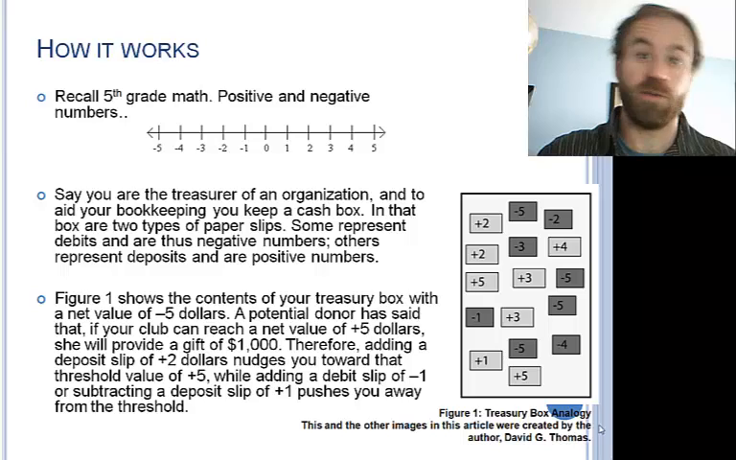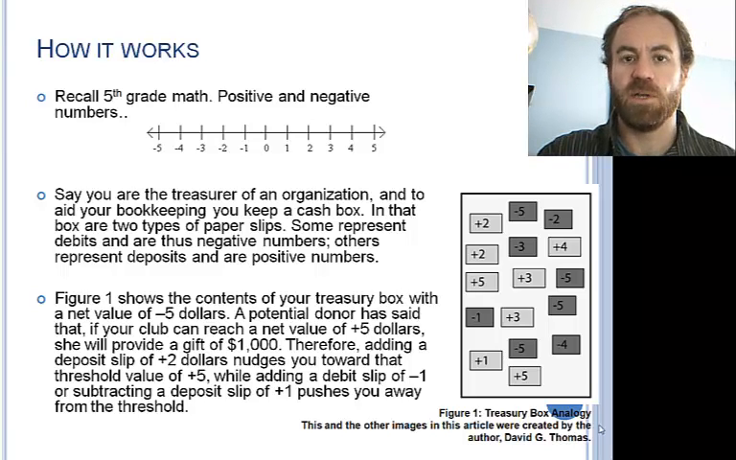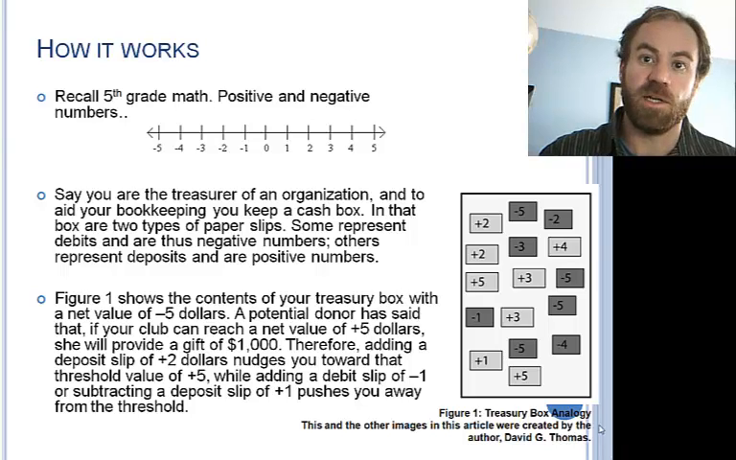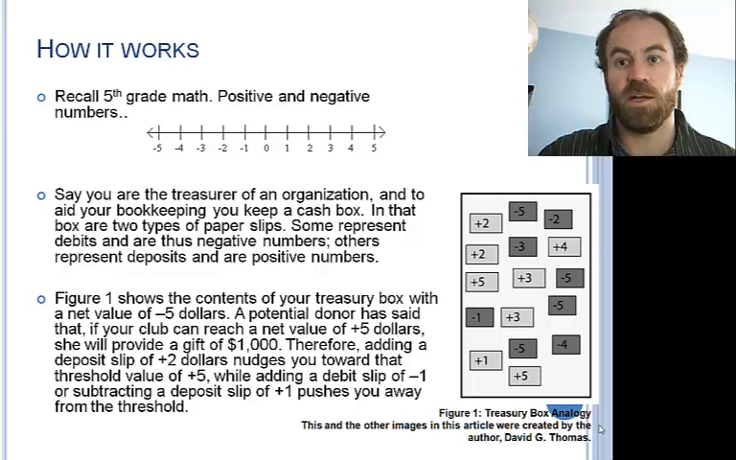Well, first we have to go back to 5th grade math and positive and negative numbers. So let's say that you're the treasurer of an organization, and to aid your bookkeeping, you keep a cash box. And in that box are two types of paper slips. Some represent debits and are thus negative numbers. Others represent deposits and are positive numbers. Figure 1 here shows the contents of your treasury box with a net value of negative $5.